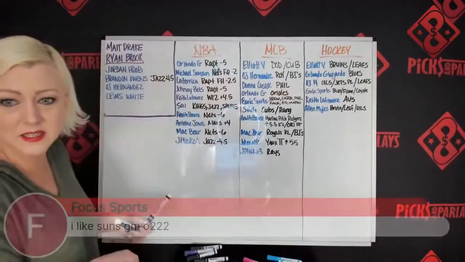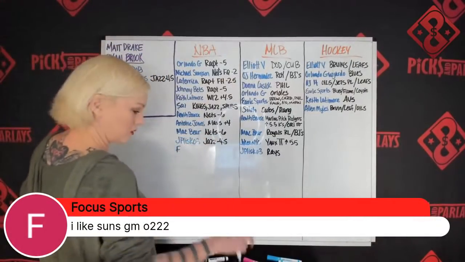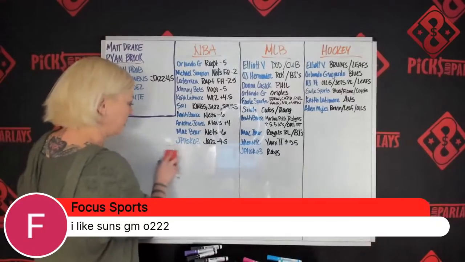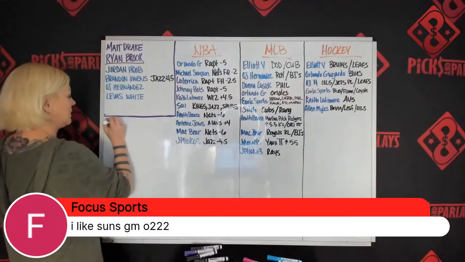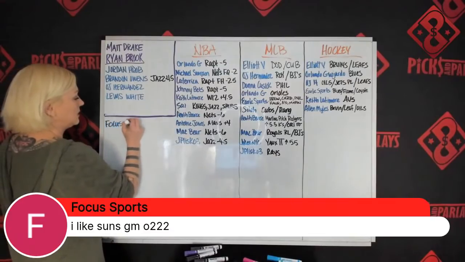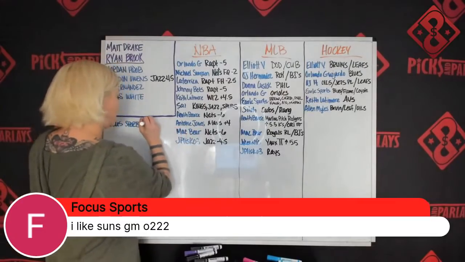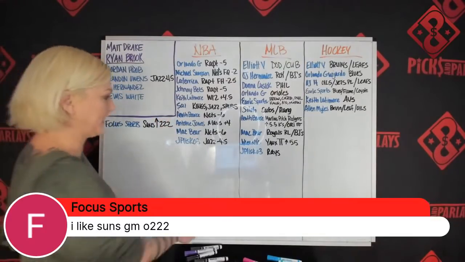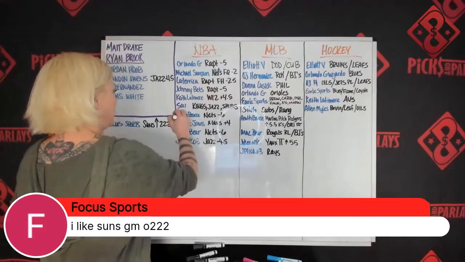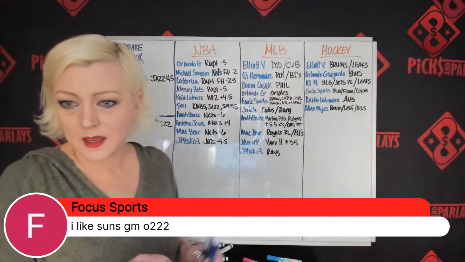Focus is going to take the Suns over the 222. I kind of want to put totals right here, how about that? Since we have a couple. Suns over 222. Now we have a totals area. Look at that. Look at us go. We're major. We're in HD now.